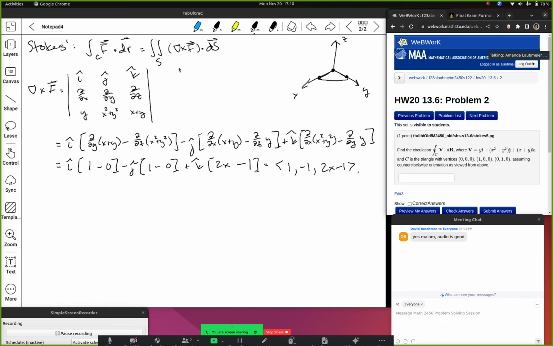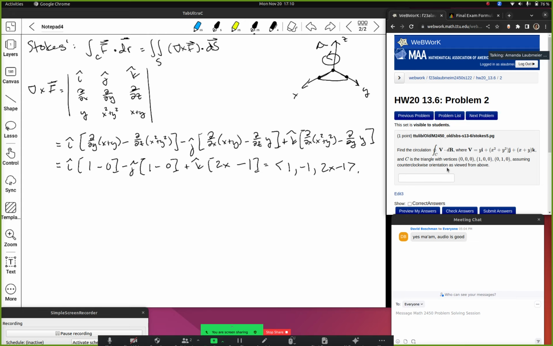And I'm going to plug that in right here and turn it into a surface integral. In order to do that, I need to know a normal vector. So I have to check back to the way that I was told this problem is oriented. I'm told that this is a counterclockwise orientation as viewed from above. So if I'm up here looking down at the coordinate plane, I see counterclockwise like that.